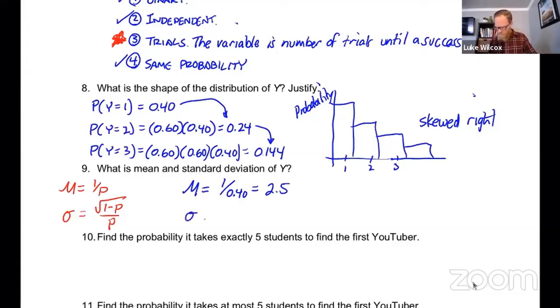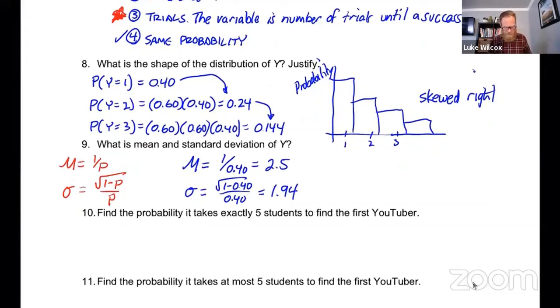And the standard deviation, square root of 1 minus 0.40, all divided by p. So this one is going to give us 1.94. So the number of trials until the first success is typically going to vary by about 1.94 away from the mean of 2.5.